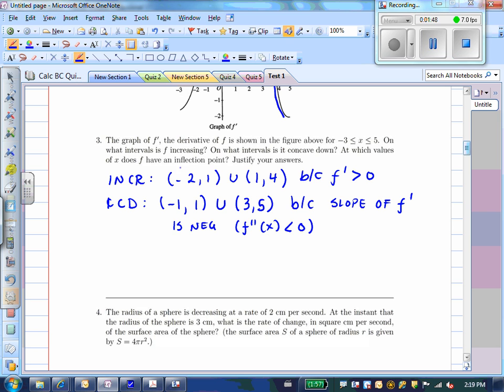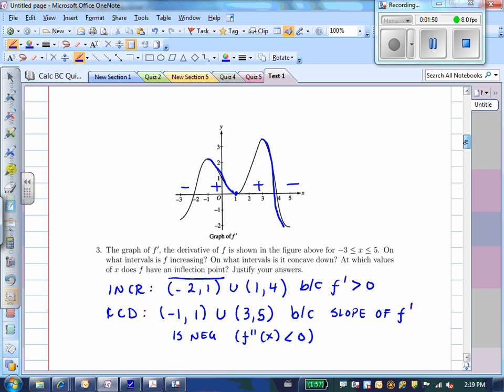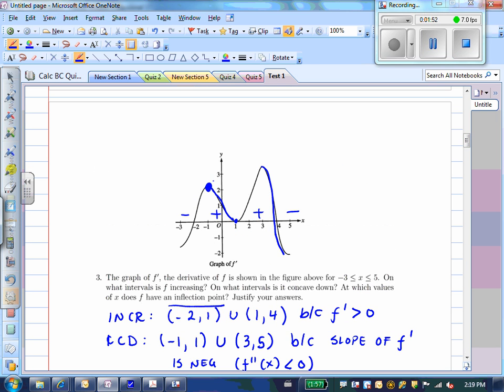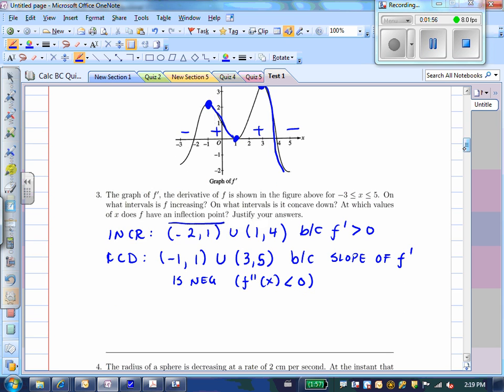The last part was inflection point. Okay, we had a little trouble here. The inflection points are going to occur here, here, and here. Okay, so it's only asking for the x values. So point of inflection, if you haven't noticed, I use that abbreviation, occur at x equals -1, 1, and 3.